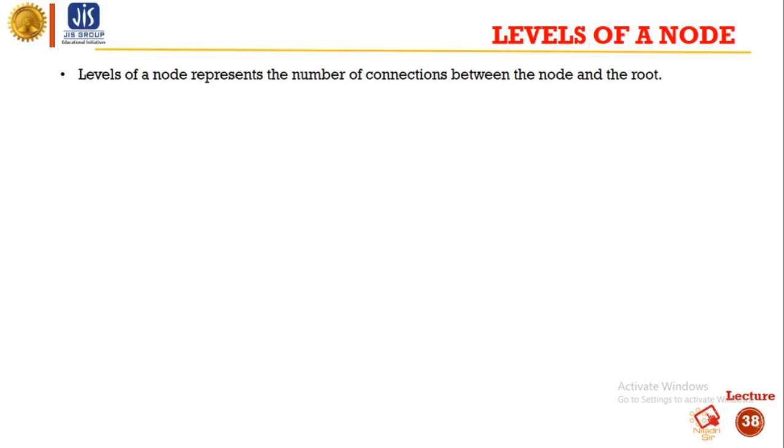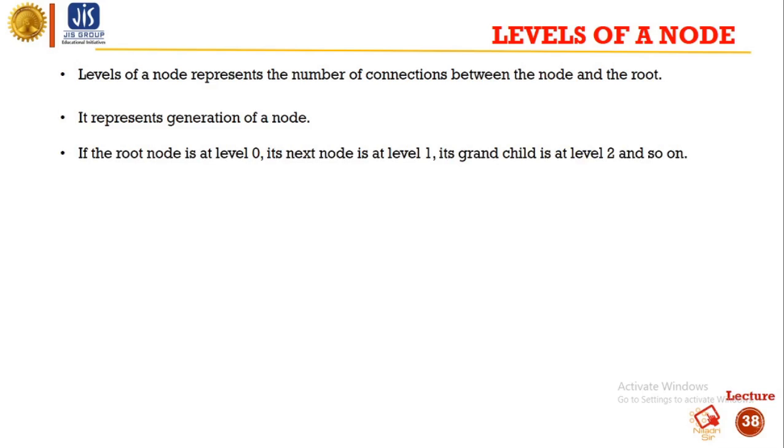Now, what are the levels of a node? The level of a node represents the number of connections between the node and the root. It also represents the generation of a node. If the root node is at level 0, its child is at level 1, its grandchild is at level 2, and so on. So the root is at 0, the child of the root is at 1, and after that the level proceeds by adding 1.